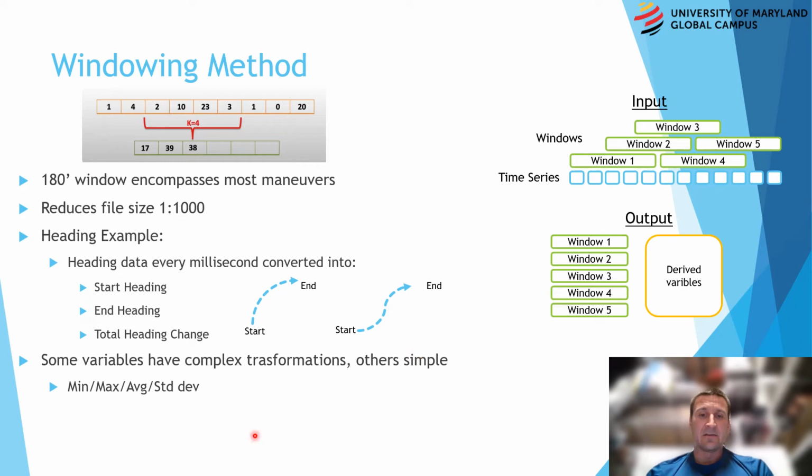So by combining these variables and getting the derived variables out of it, we can describe maneuvers without having to look at every section of the time slice. Some variables have complex transformations like that heading example I gave you. Others will be relatively simple. I just have min, max, average, standard deviation types of derived variables out of all of those.